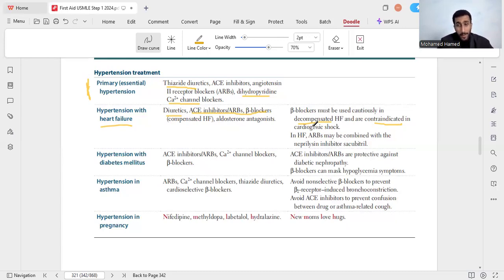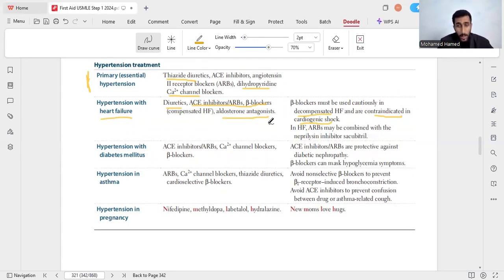Also, you may have decompensated heart failure. Is it allowed to use beta blocker? Yeah, the answer is yes. You may use beta blockers, but you have to be cautious when using it. And the third scenario is cardiogenic shock. It's contraindicated to use beta blocker. So this is for the beta blocker. Also, aldosterone antagonist here is a drug that may cause antihypertensive effect, and it is also an anti-heart failure measure.